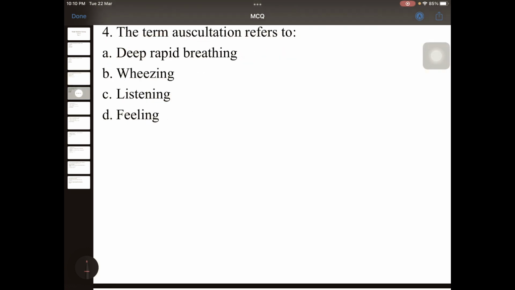Question number 4. The term auscultation refers to option A, deep rapid breathing, option B, wheezing, option C, listening, option D, feeling. So the term auscultation refers to listening. When we say auscultation, usually we use a stethoscope to listen to the sounds of internal organs, like the heart sounds or the lung sounds.